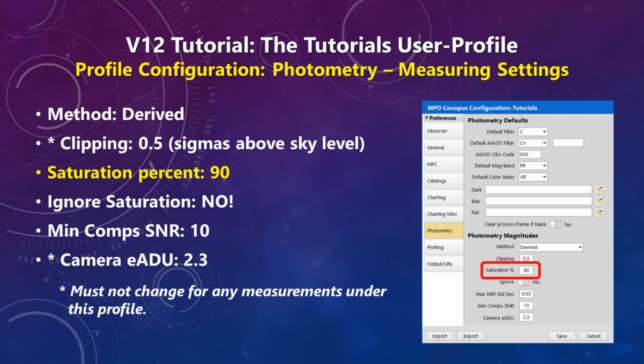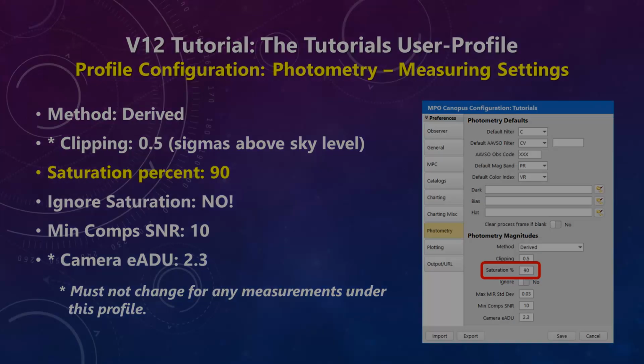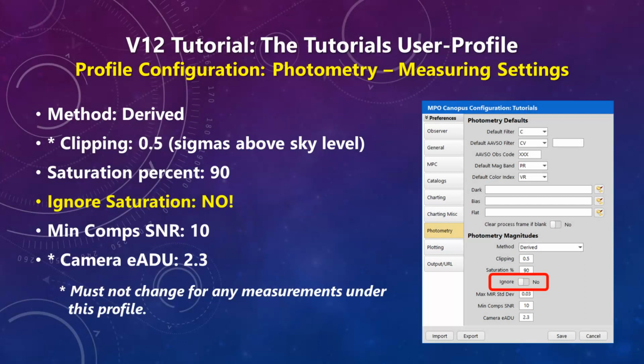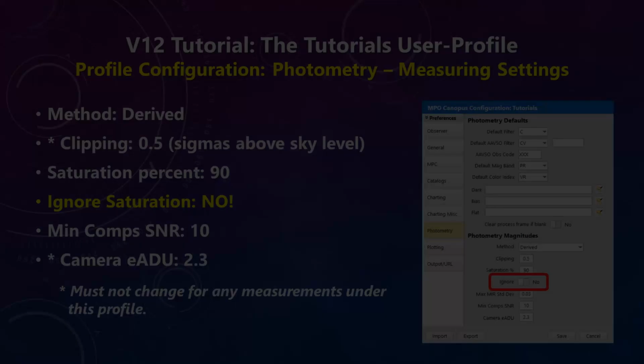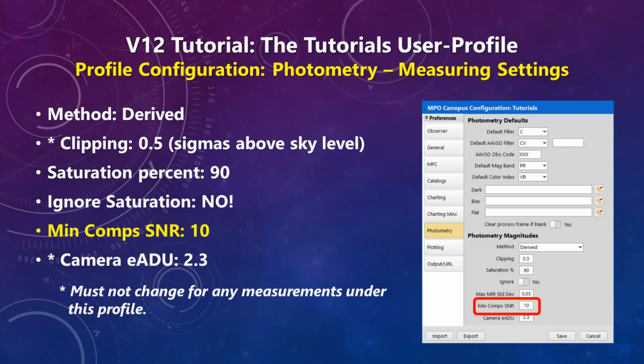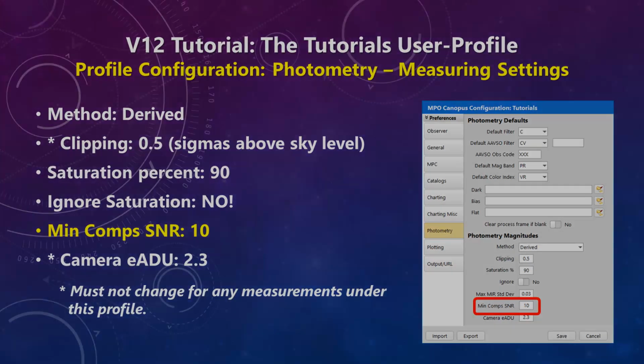Set saturation to 90. This is the saturation point in percentage when a value exceeds the maximum value allowed by the byte size of the image. Set ignore to false. This prevents using any star or target that has at least one pixel value greater than the saturation level. Set min-comp's SNR to 10. Stars with an SNR less than this value will not be considered when auto-selecting comp stars.